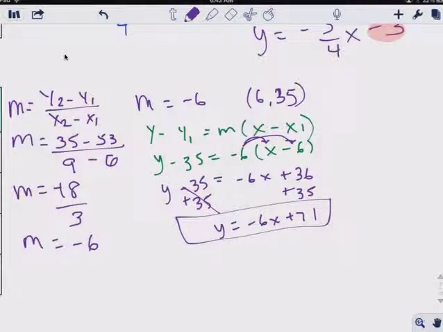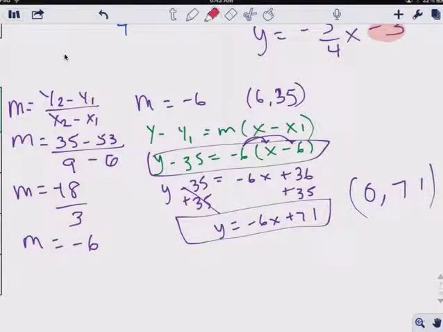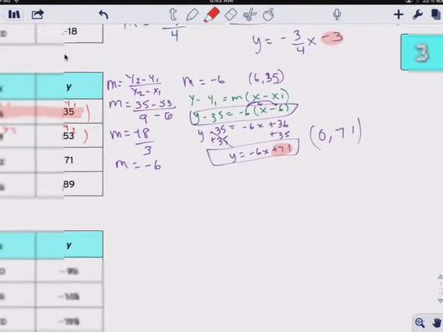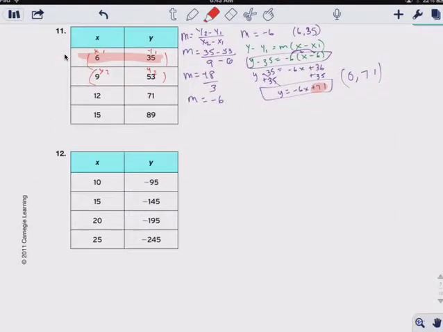Okay, slope, point slope, slope intercept. Slope intercept, find the y-intercept of 0, 71, right here. Okay, number 12.